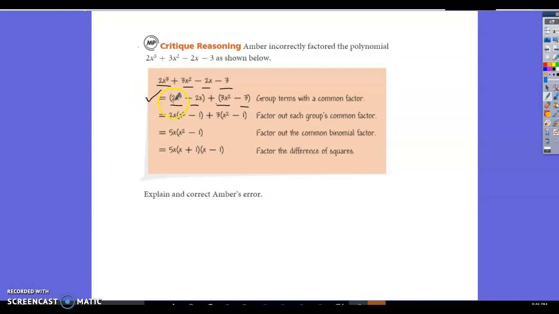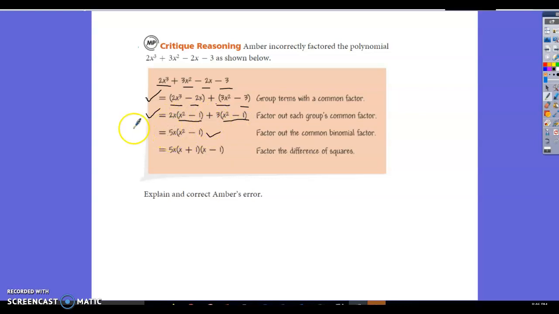And then she factored the greatest common factor from the binomial here, so she pulled out a 2x and was left with x squared minus 1, so that's correct. And then she pulls a 3 out, and she's left with x squared minus 1, so that one is correct as well. Alright, then she has the same binomial, brings it down, and then she's got 2x plus 3.